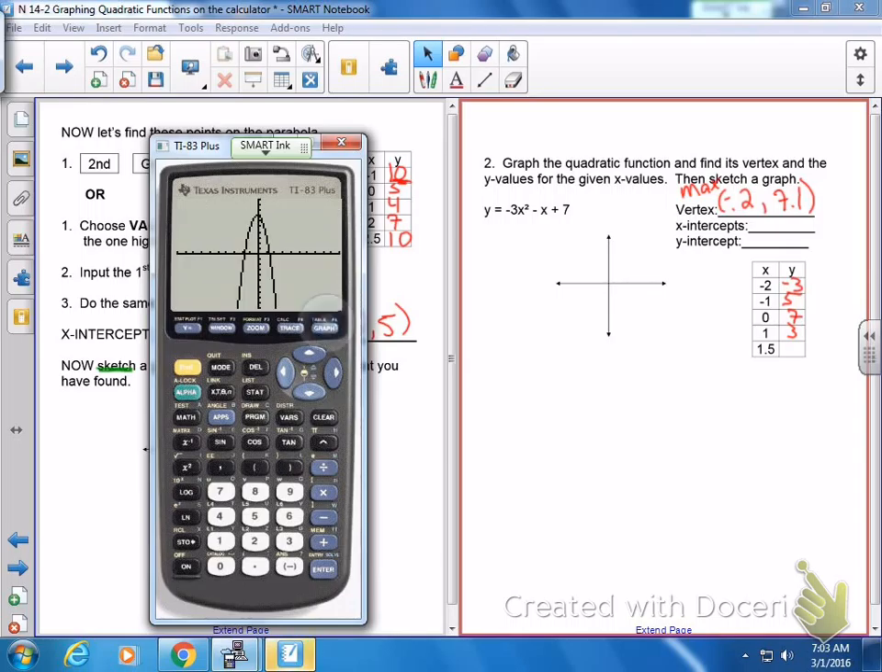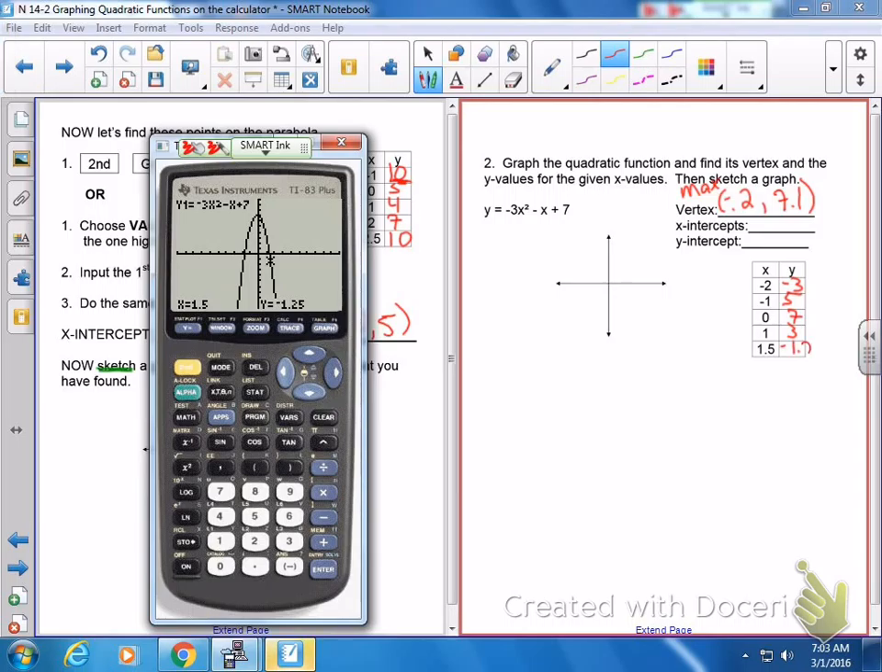I'm going to go back to my graph. I'm going to hit second trace again, and I'm going to hit value, which is 1. Now I can type my number in, 1.5. Oops, don't put in the wrong one. 1.5. There we go. I'm going to hit enter, and I get 1.5 is negative 1.25. So now I just need to sketch it, find my x and y intercepts. The y-intercept, remember, that's where x equals 0. Well, I have one of those right there, so my y-intercept is at 0, 7.